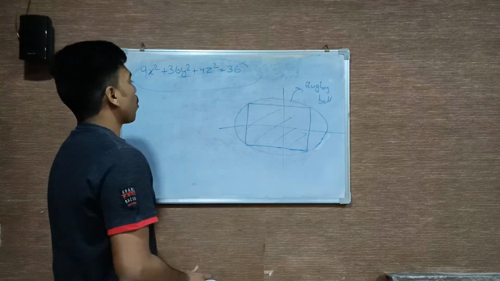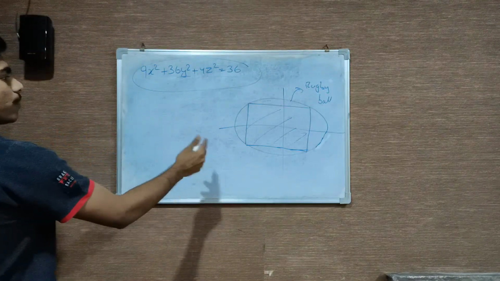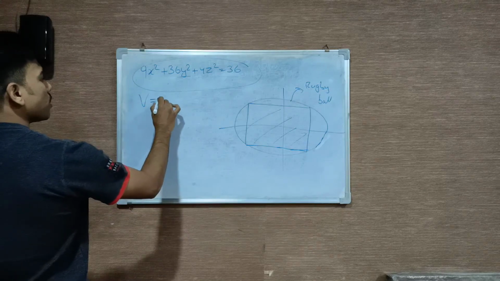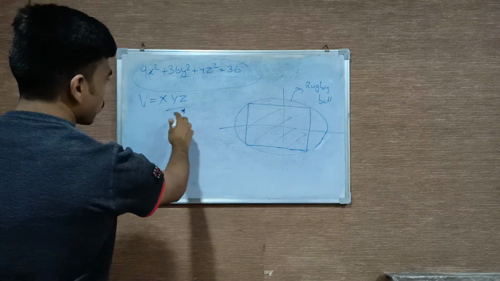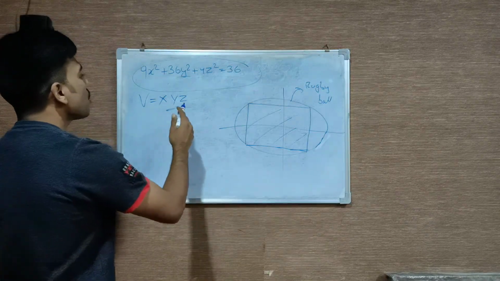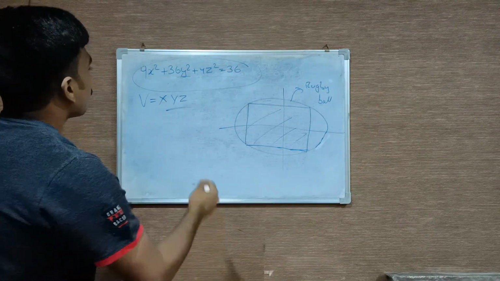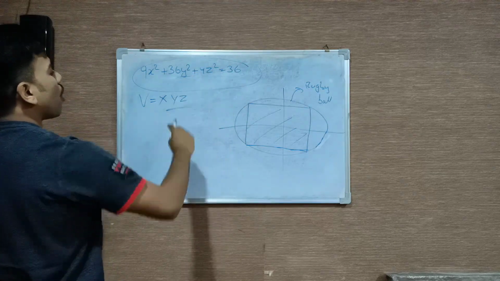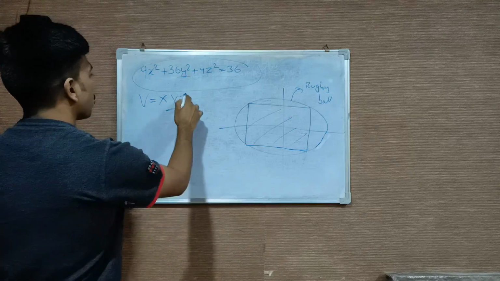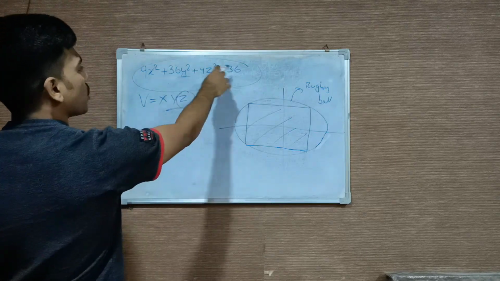So now let's solve this question. As we know, the volume of this cuboid V is equal to xyz. Now we can't directly solve this with this formula. What we need to do is substitute one of these variables in terms of this function. Now how to do that? Let me substitute this z in terms of this function.